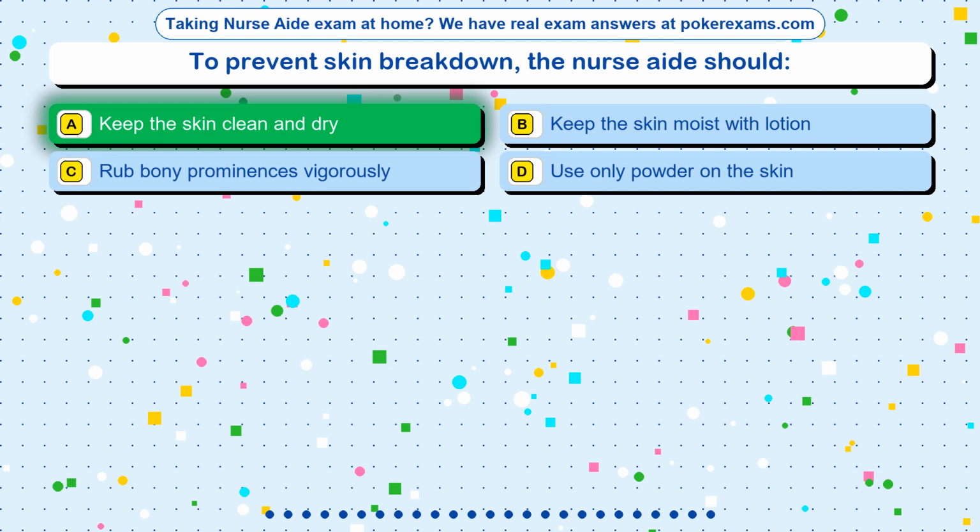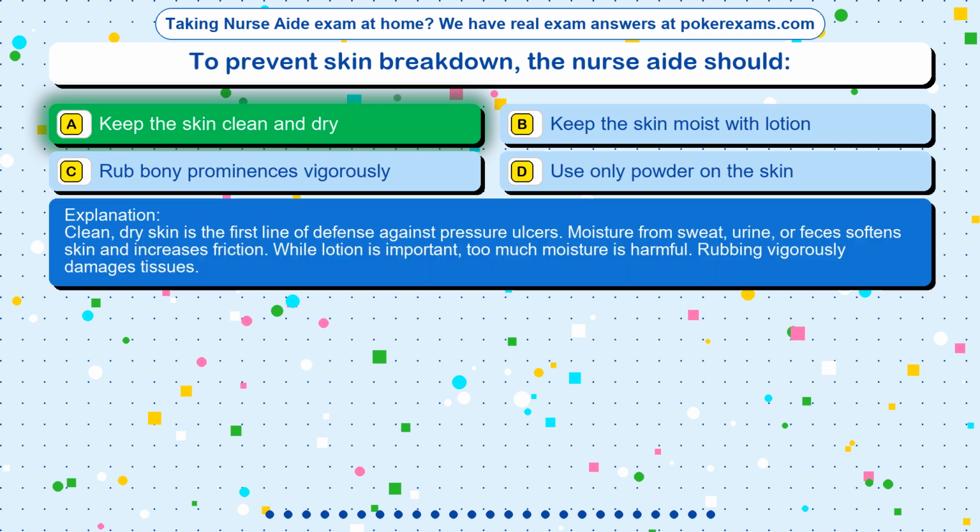The correct answer is option A. Keep the skin clean and dry. Clean, dry skin is the first line of defense against pressure ulcers. Moisture from sweat, urine, or feces softens skin and increases friction. While lotion is important, too much moisture is harmful. Rubbing vigorously damages tissues.